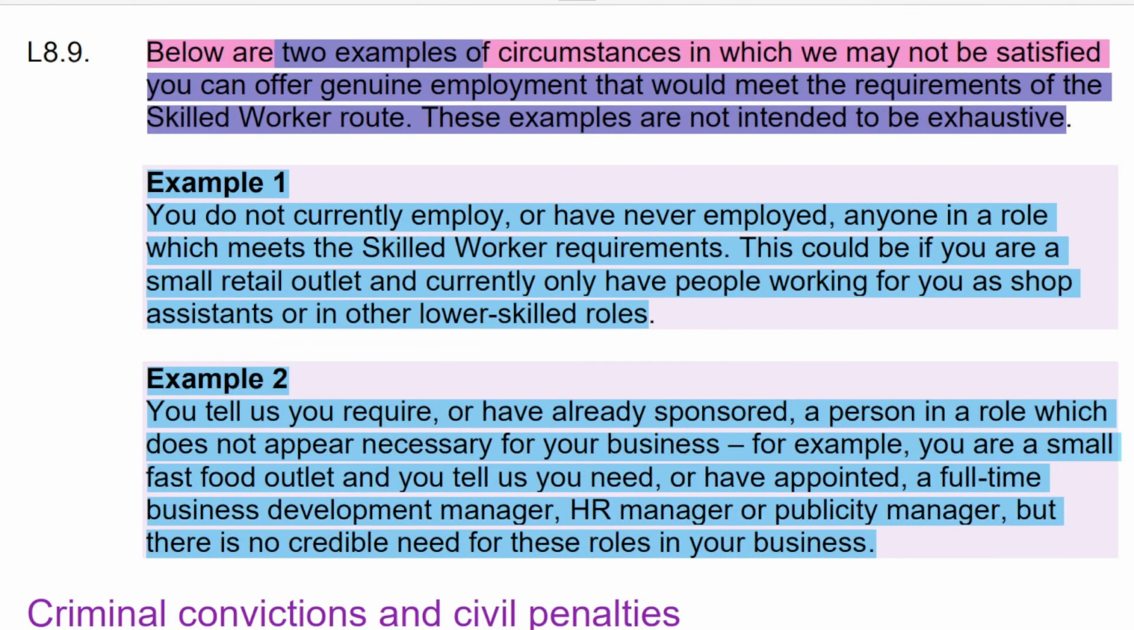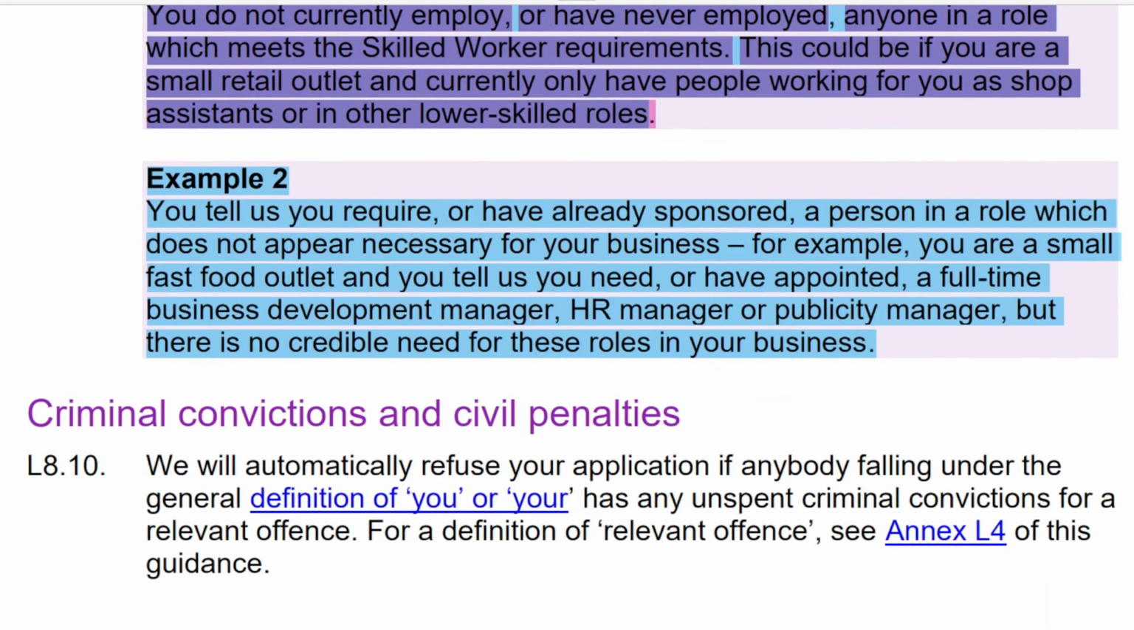So let's discuss these two examples provided by the guidance. Example number 1, you do not currently employ or have never employed anyone in a role which meets the skilled worker requirement. This could be if you are a small retail outlet or currently have people working for you as shop assistants or in other lower skilled roles.